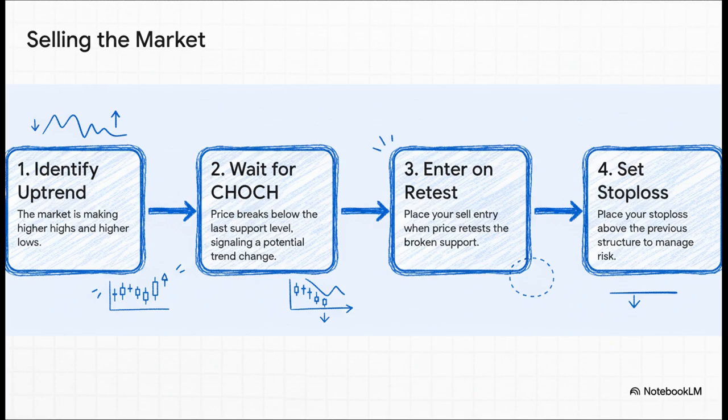Then we just wait. We wait for that first sign of weakness, when the price breaks the last low. That's our CHOCH. But we don't chase it. We patiently wait for the price to come back up to that broken level, the retest, and that is where we enter. Our stop loss just goes right above the old high, protecting us in case we're wrong.